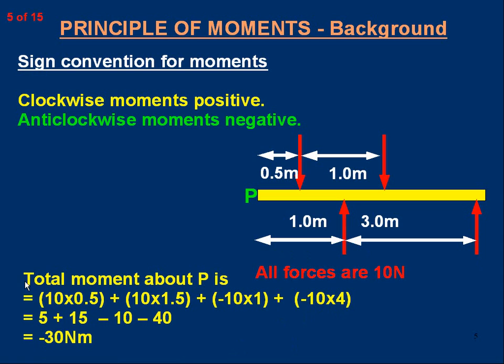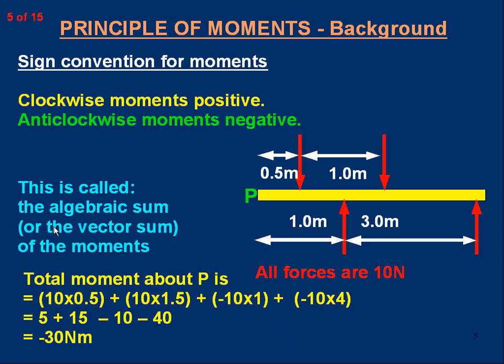Now, when we add these terms using plus and minus to indicate the clockwise or anti-clockwise sense, we give the sum a name. We call the sum the algebraic sum, or sometimes called the vector sum, of the moments. It's this expression here. We've added the moments. Some are positive, clockwise ones. Some are negative. Those are the anti-clockwise ones. And the overall sum of these 4 terms is called the algebraic sum. The term vector sum isn't actually technically correct, but you'll hear it used. It's best to call this sort of sum the algebraic sum of the moments.